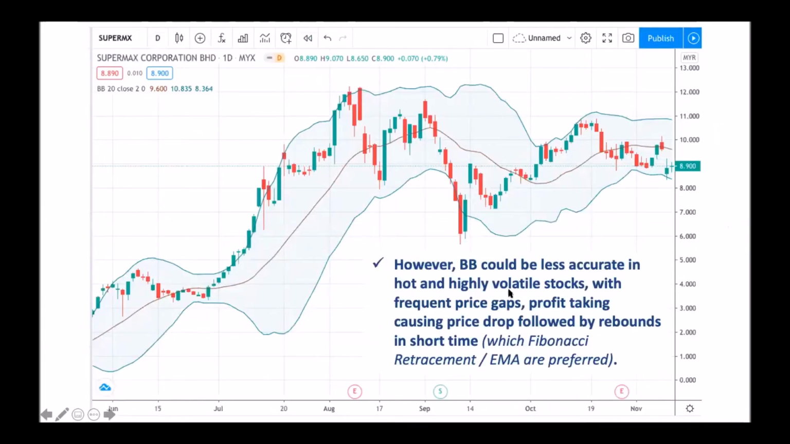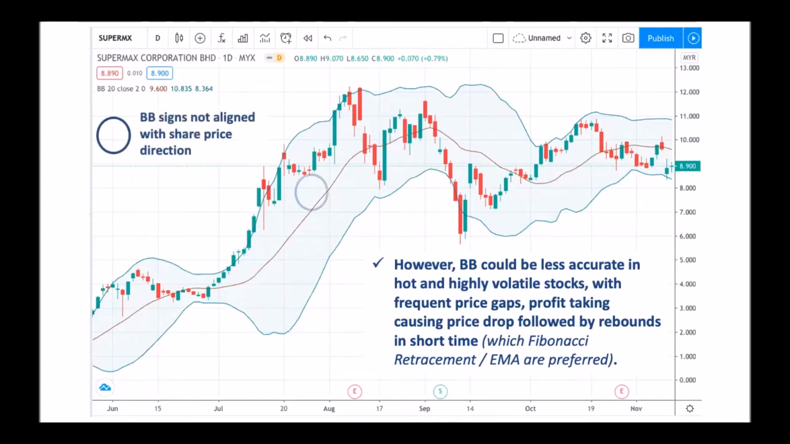However, Bollinger Bands could be less accurate in hot and highly volatile stocks, with those frequent price gaps. They go up, suddenly they go down. A lot of profit-taking activity causes the price to drop, followed by rebounds in a very short time. An example is the glove stock, where we find that Fibonacci retracement and EMA are more accurate.